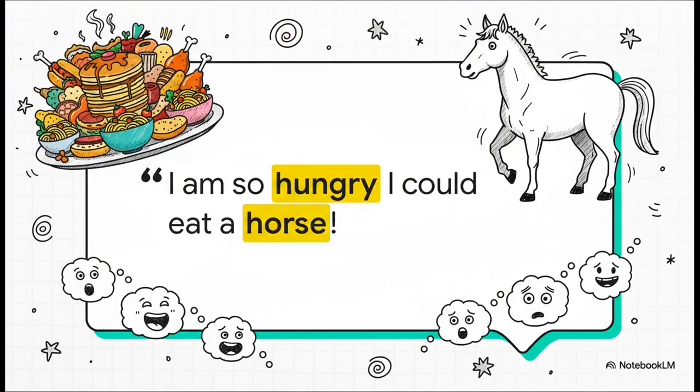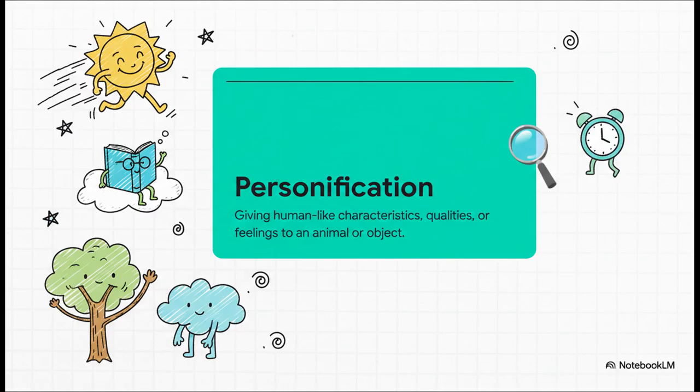I mean, come on, this is a classic. You're not actually going to go eat a horse, but saying this paints a way more powerful picture than just saying, I'm very hungry. It lets you actually feel the hunger. And the next tool in this group, personification. This is when we give human qualities, actions, thoughts, feelings, to things that aren't human. It could be an animal or even an object like a chair. It's an incredibly powerful way to make us connect emotionally to the world around us.